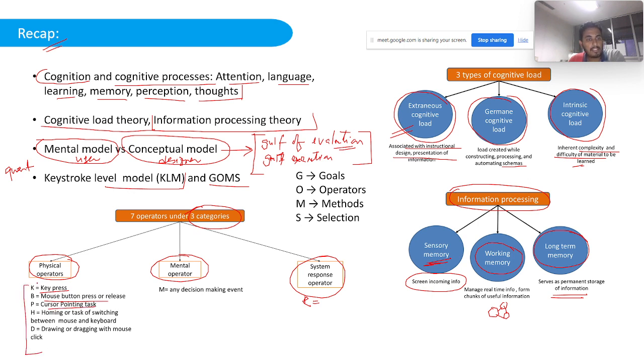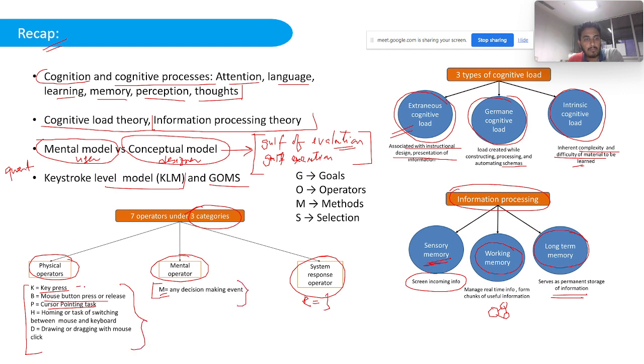So KLM defines these as physical operators. Then we also need to perform certain mental processing while deciding a particular action, or while deciding on a particular navigation. Those are defined as mental operators, and they are represented as M. Then system response means the time the system takes to respond to the user input.